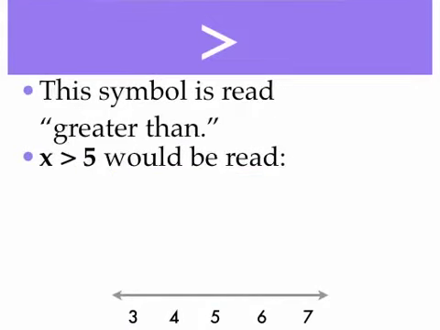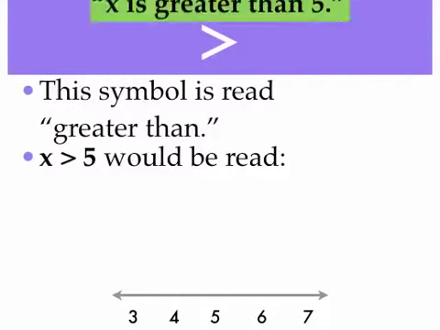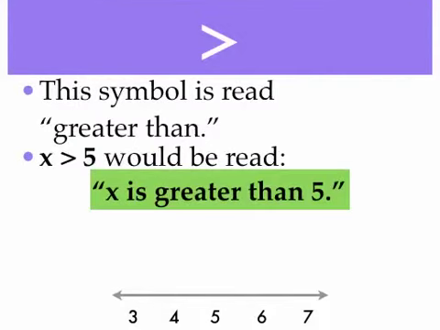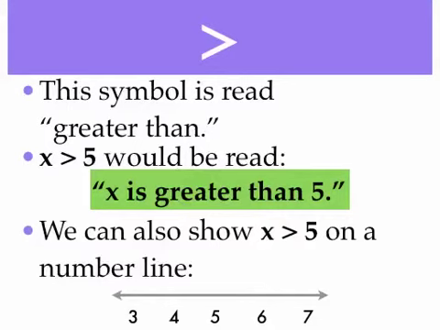The next symbol is going to be read greater than. So x is greater than 5 would be how you would read the symbolic notation. Again, we can graph x is greater than 5 on a number line. Just like before, if we plug in 5 for x and we say 5 is greater than 5, that is not a true statement. So 5 actually isn't going to work, but anything larger than 5 will, including like 5.009.